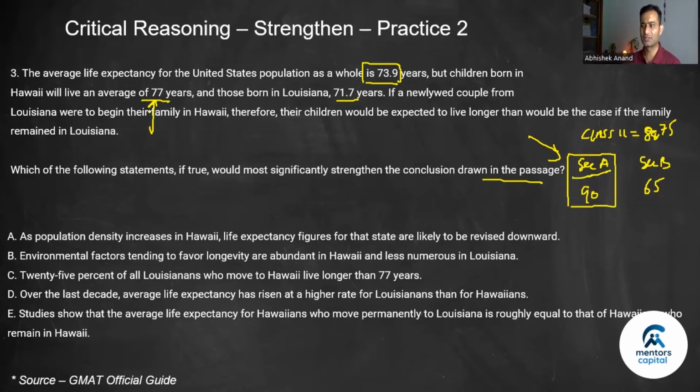Similarly, in this question, to strengthen this conclusion, you have to give extra data which supports that conditions in Hawaii contribute to longevity of life. Okay, look at this. That is option B. Environmental factors tending to favor longevity are abundant in Hawaii and less numerous in Louisiana. So yes, just like section A, this is saying something about the city.